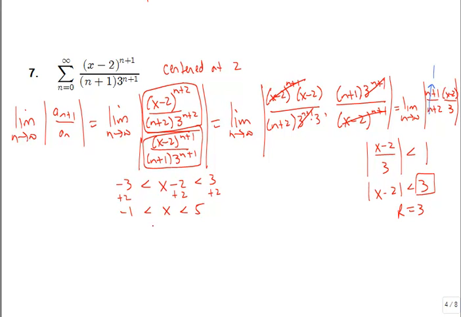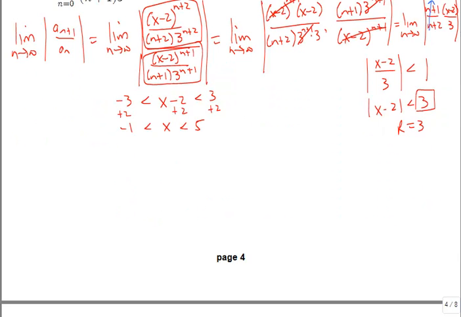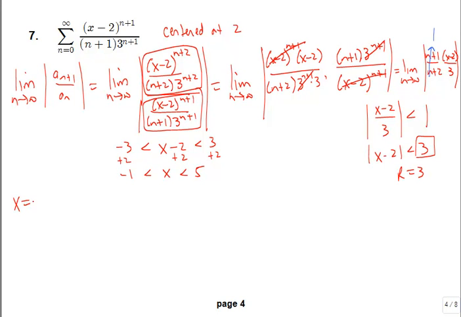So back to our interval, let's look at our two endpoints. If I look at x equals negative 1, then this series becomes negative 1 minus 2, which is negative 3, to the n plus 1 over n plus 1 times 3 to the n plus 1. And the 3 to the n plus 1's are going to cancel, but you'll still have that negative 1 to the n plus 1 left over. So this part cancels with this part, but we'll still have that negative still there, and it's still raised to an n plus 1 power.